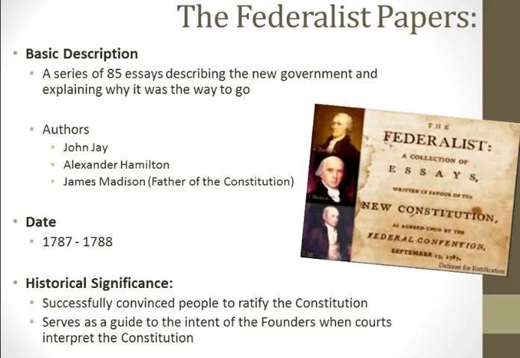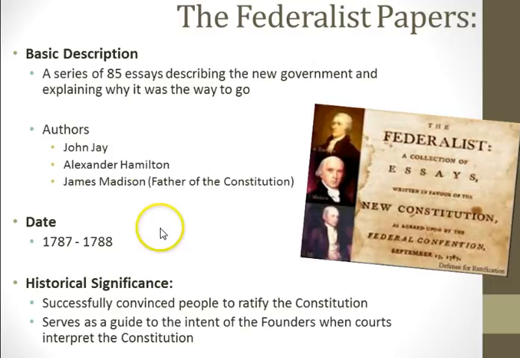So the Federalist Papers were produced by the Federalists. They were produced to convince people to adopt the Constitution. After we agreed on the Constitution and formed this whole new system of government, now we had to get people to buy into it. So these were 85 essays describing what it was they created and why we should do it.